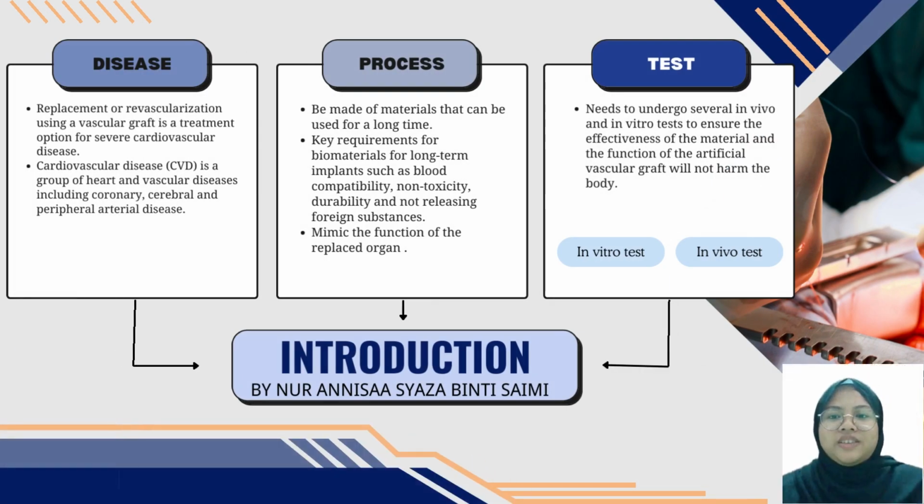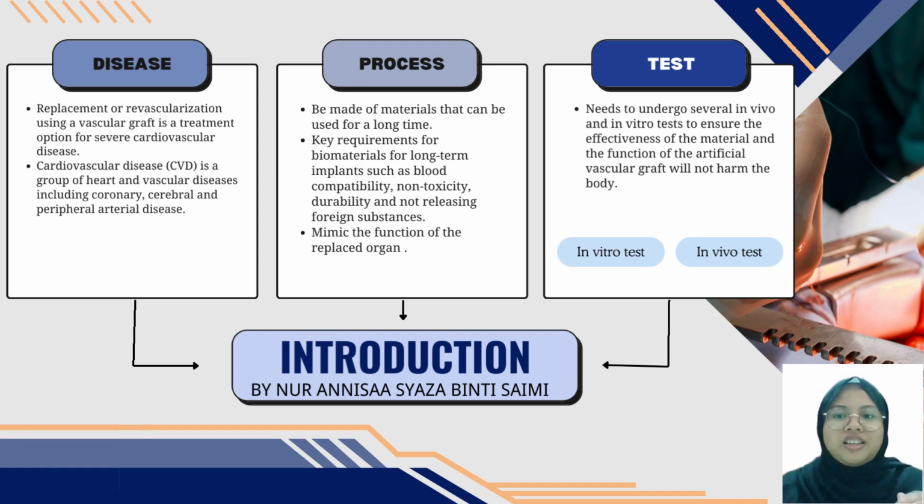Cardiovascular disease or CVD is a vascular disease including coronary and cerebral artery disease. Artificial vascular graft is used to replace an entire section of large arteries or to patch a damaged or diseased arterial segment. It's an intracorporeal device that can be implanted in the body, so it needs to be made from a material that can be used for a long time and follow some key requirements such as blood compatibility, non-toxicity, durability, and non-release of foreign substances. This artificial device should mimic the function of the replacement organ without disturbing its environment.